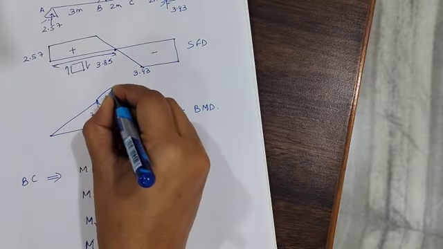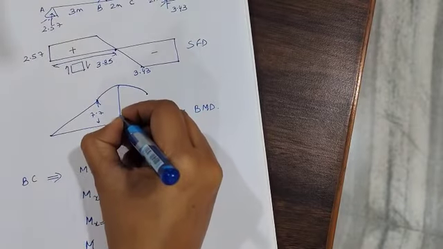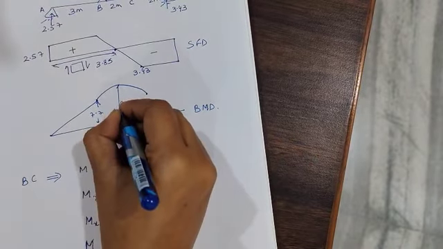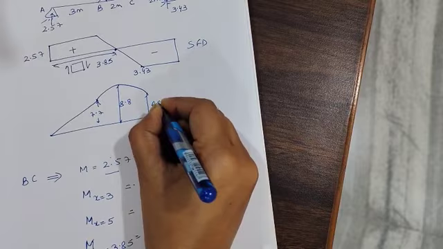So I will join these three points with the help of a parabola. So this value is 8.8. This value is 6.83.